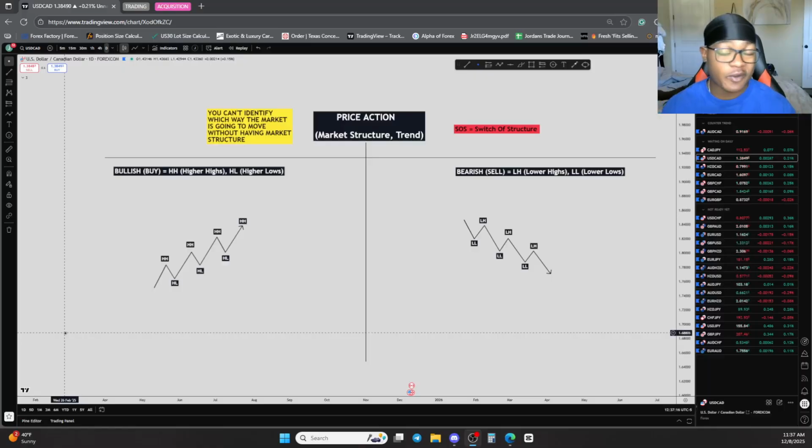All right, so let's talk about price action, aka market structure and trends. Price action is just allowing us to have a better understanding of which way the market moves. Are we going up or are we going down? And this is important. We can't understand which way the market is heading if we don't understand market structure. Market structure allows us to know if the market is going up or if the market is going down.